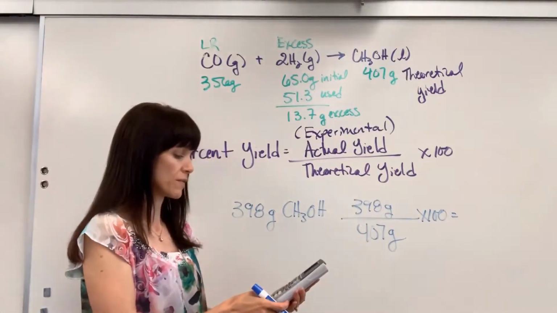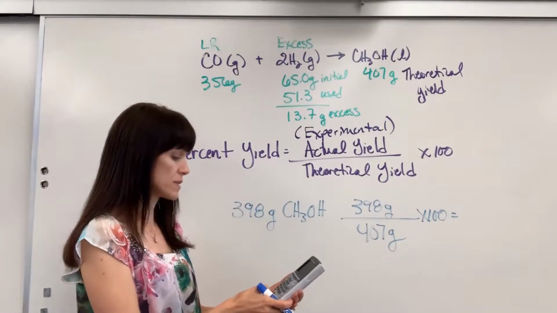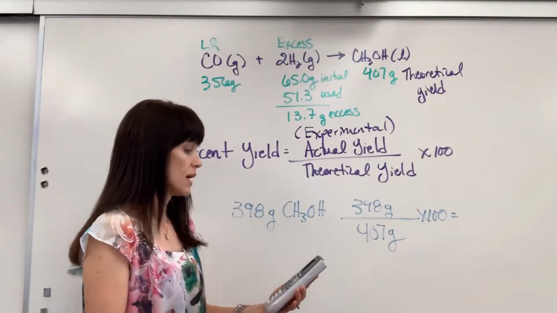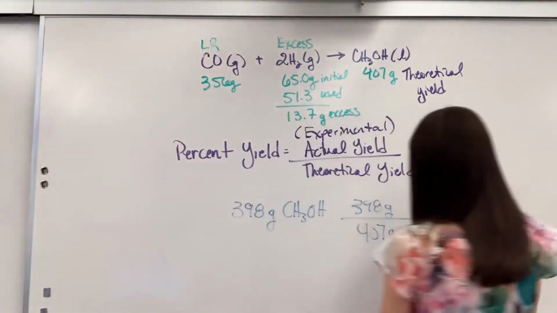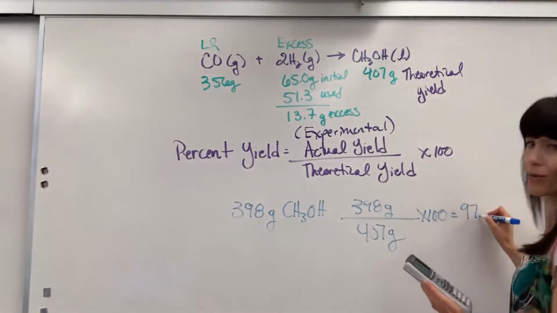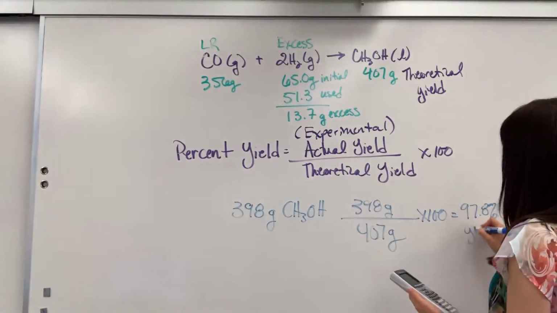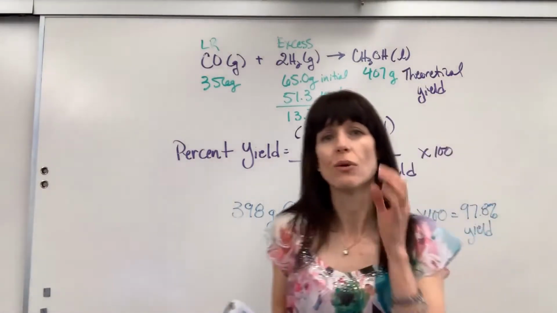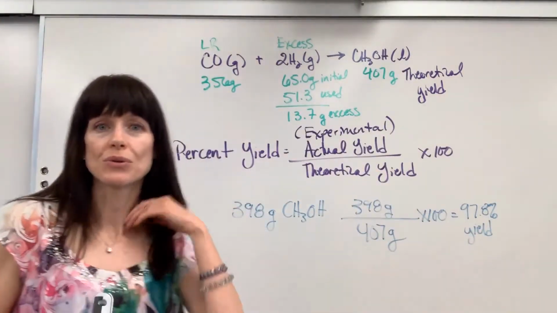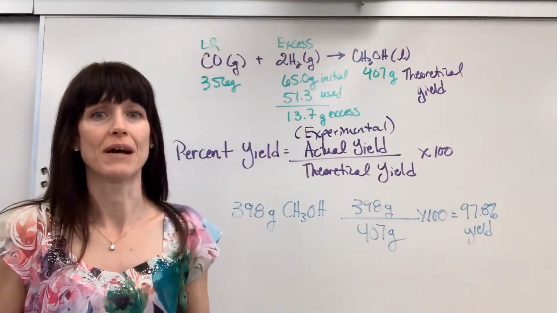So let's do this. We're going to have 398 divided by 407 times 100, and that is going to give us a 97, wow, we're really good, you guys, a 97.8% yield. It tells you how close you were to that perfect theoretical amount.